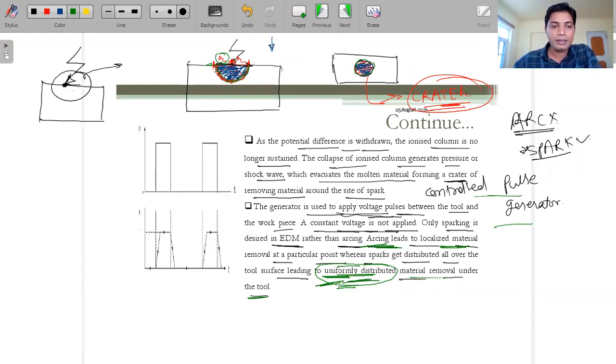So initially, just assume that machining starts, meaning the potential difference is created. When we write potential difference, the meaning is that we are supplying the voltage in the beginning. This is the voltage-time curve, and this is the current-time curve. As you supply the voltage, it immediately rises. Keep it for some time till the ionized plasma is formed, and then make it zero, meaning cut off the power supply.